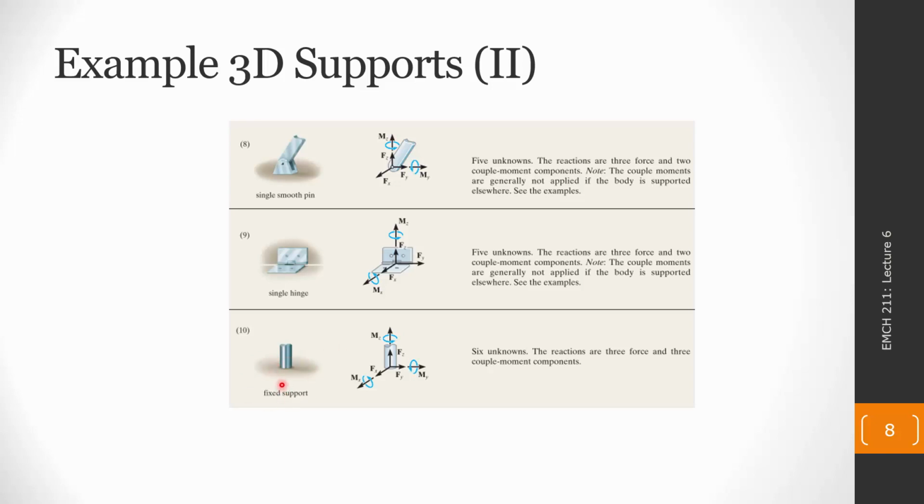So we see here for this fixed support, we have 6 components of reaction: 3 force components and a moment component about each of the axes. So a fixed support prevents all motion at that point.